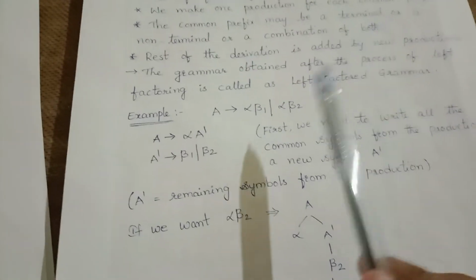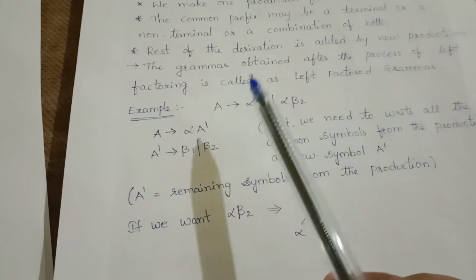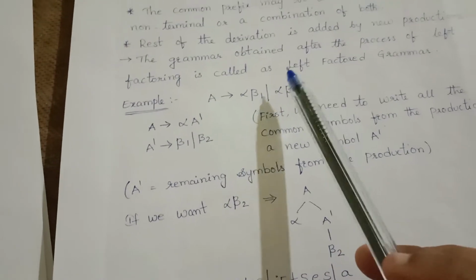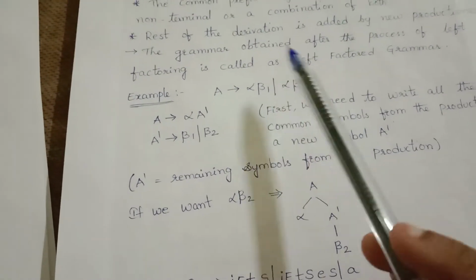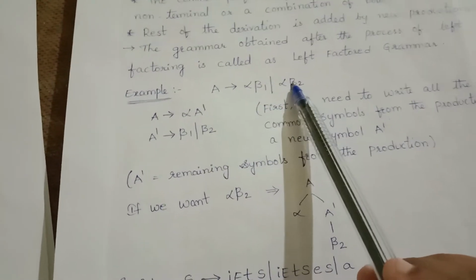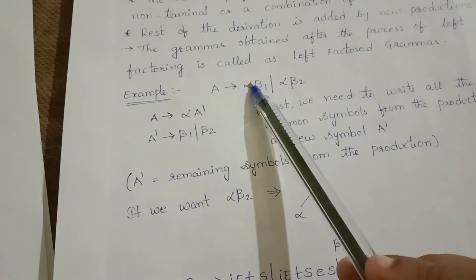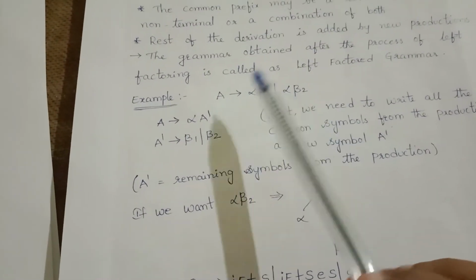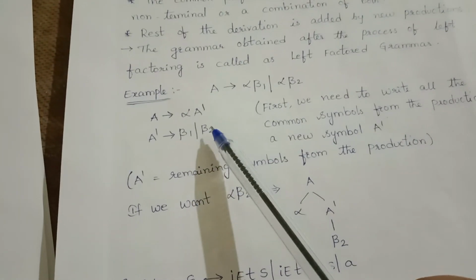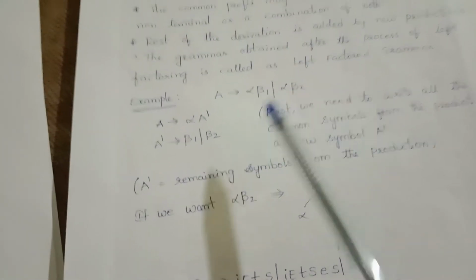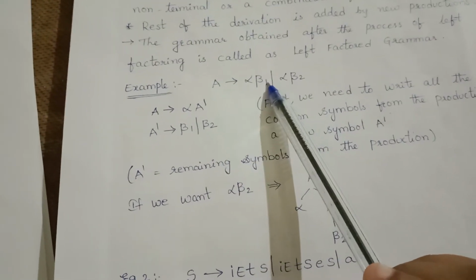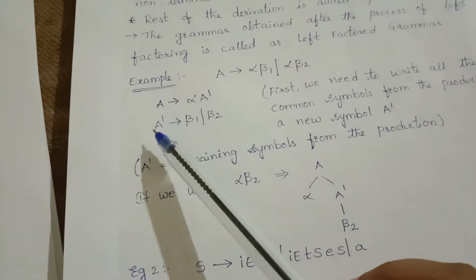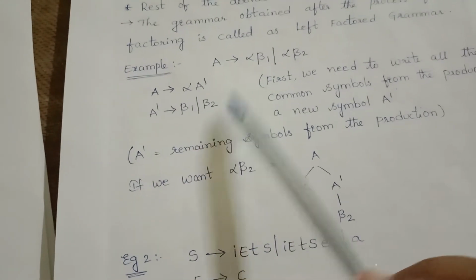So left factoring is nothing but, in the given production, if we have the same set of symbols, when constructing a parse tree we'll have a confusion about which one to use. Here A tends to alpha beta 1 and alpha beta 2, so we will have a confusion about which one to consider first. This is called left factoring. Whenever this type of problem occurs, you need to remove the left factoring, and for that we follow two steps. In the first step we write all the common symbols from the production and then introduce a new symbol related to the starting symbol. And the second step is to write all the remaining symbols from the production.